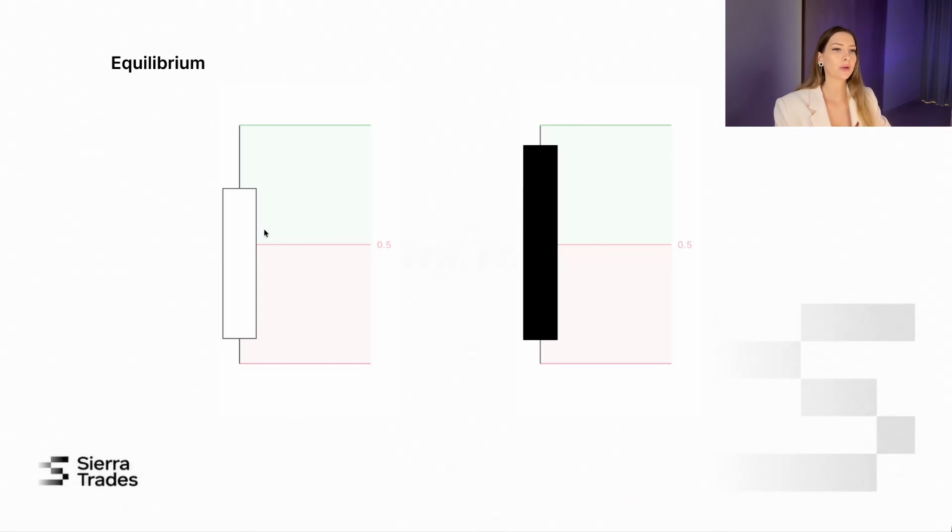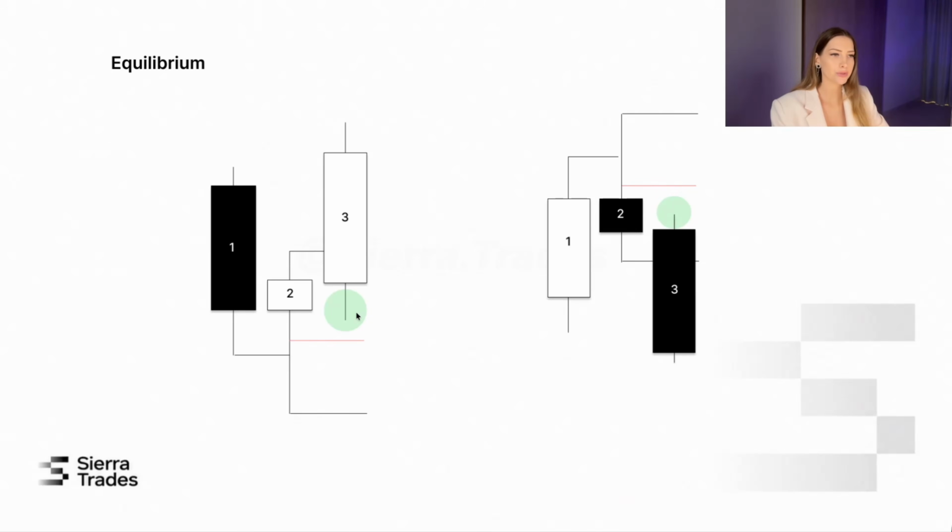Now, here's where the equilibrium comes in, and it applies the same way on both sides, either bearish or bullish. The equilibrium is just the midpoint, the 0.5 of the previous candle. So it's the halfway point between the high and the low. And what we want to see is the wick of the entry candle staying inside that equilibrium zone. So in the bullish case, we have candle 1, candle 2, sweeping candle 1 low. Now we want to trade candle 3. So we want to see the wick of candle 3 respecting the equilibrium area.